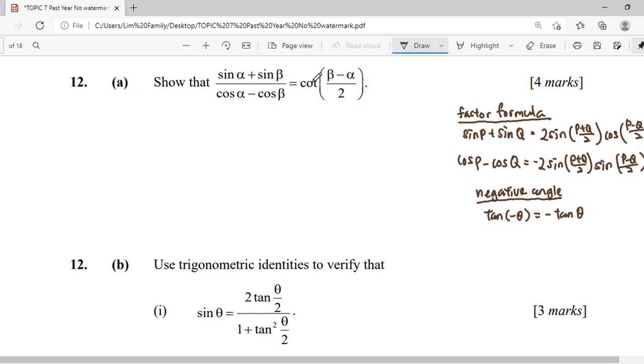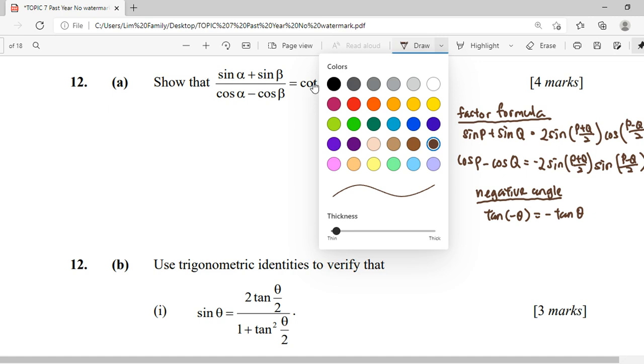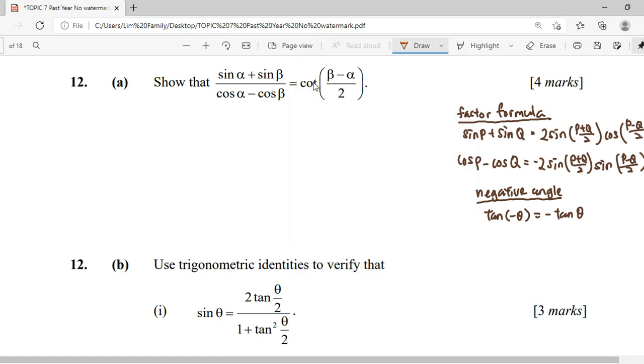In order to get this, we can get a hint from here, where cotangent means we might get cos of beta minus alpha over 2 over sine. Cos over sine is cotangent. So this is our hint from our answer.